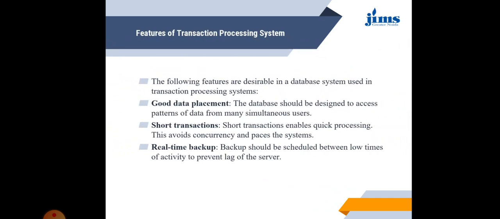Now the features of transaction processing systems. The following features are desirable in a database system that uses transaction processing. One is good data placement. The database should be designed for the access pattern of data from many simultaneous users. Next one is short transactions. Short transactions enable quick processing. This avoids concurrency and paces the system. So that's why short transactions should be used in the transaction processing system.